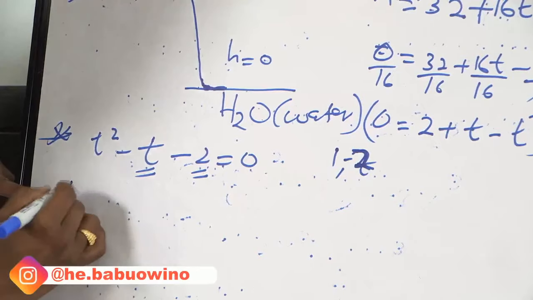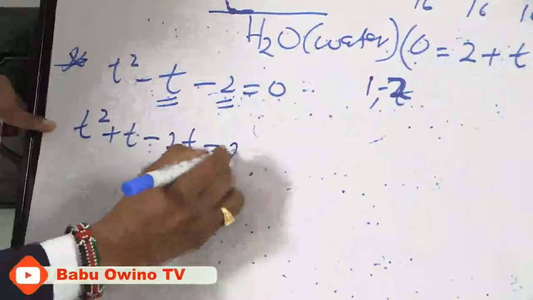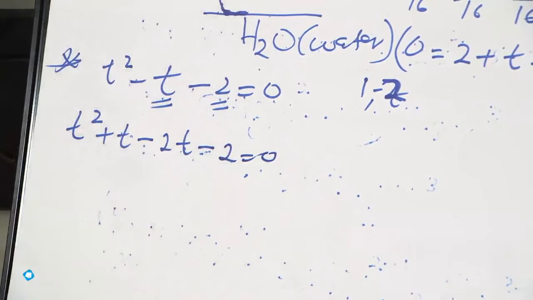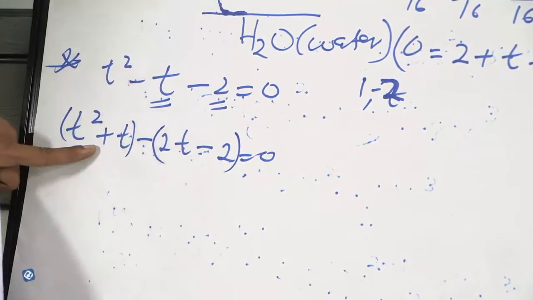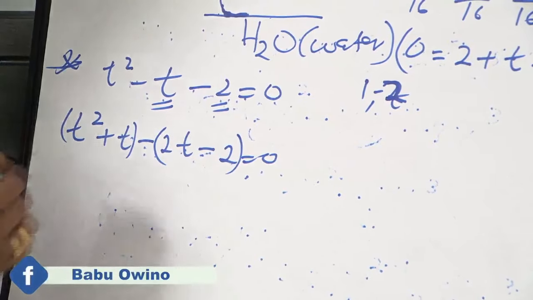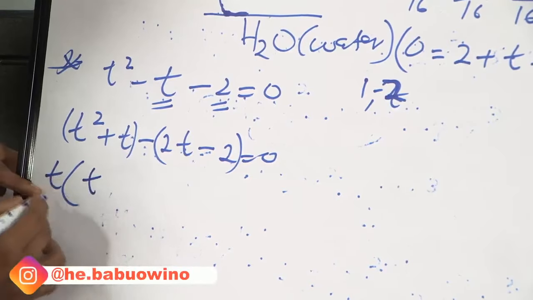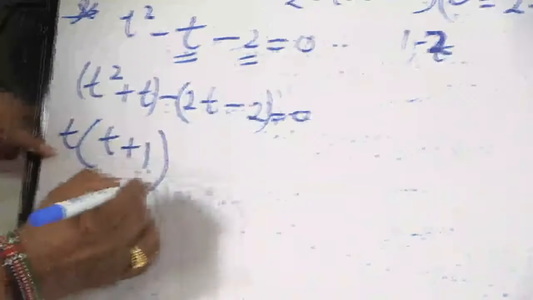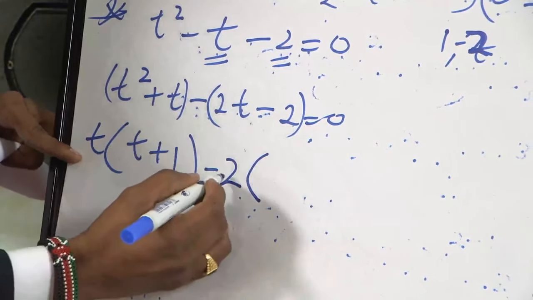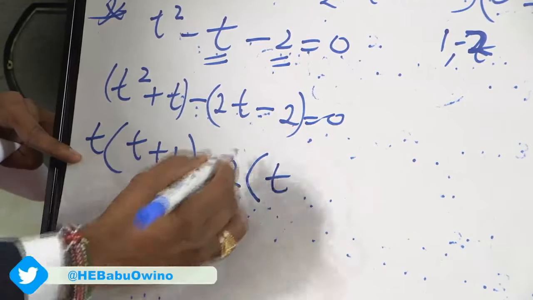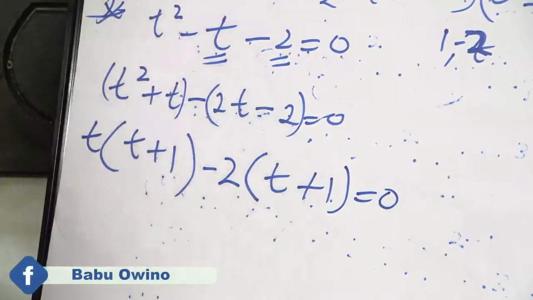So in factorizing, we have t squared plus t minus 2t minus 2 equals 0. Then we have the first part of the equation and the second part of the equation. We factor t out because t is common in the first part. Therefore, t into t squared, you get t. t into t, you get plus 1. Minus, the common factor here is 2: 2 into 2t is t. Then 2 into minus 2 is minus 2, which gives plus 1 equals 0.